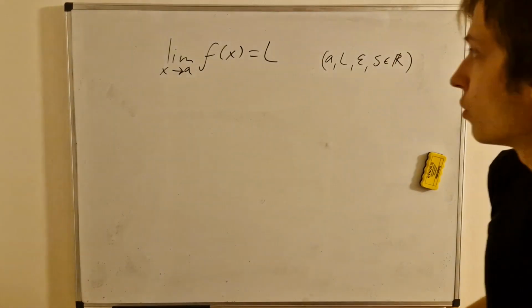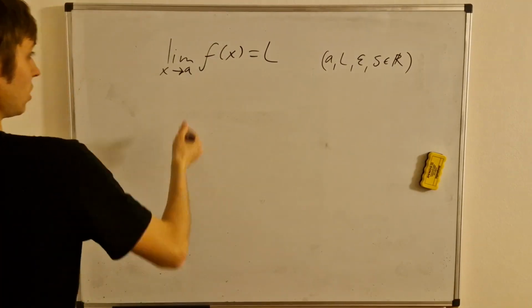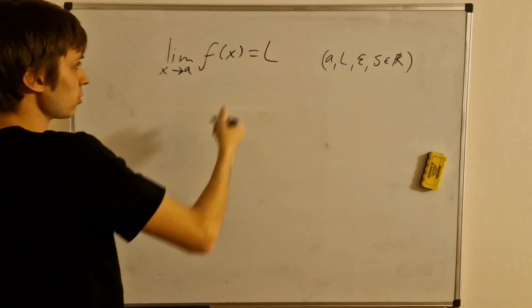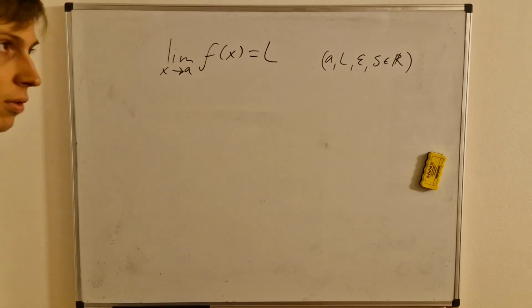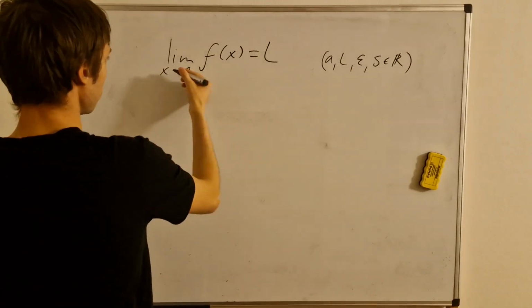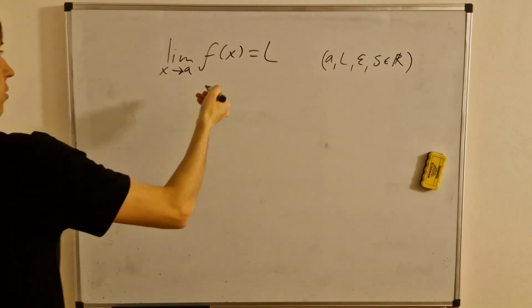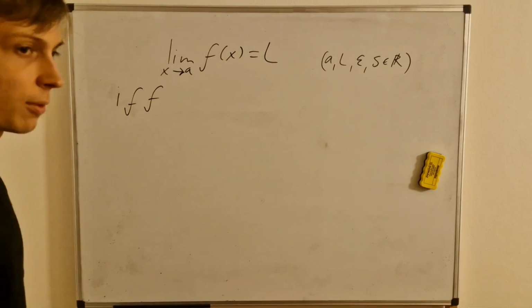So this definition says that as x inputted into f of x approaches a, then the value of f of x will approach L. That's the definition of a limit. But the formal definition is that the limit as x approaches a of f of x equals L if and only if. Now let's write out the definition itself.